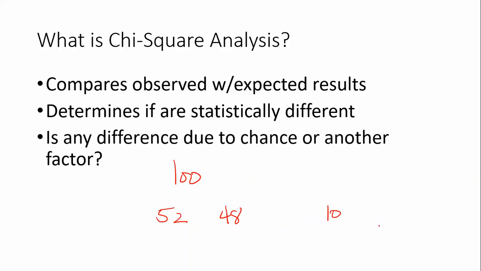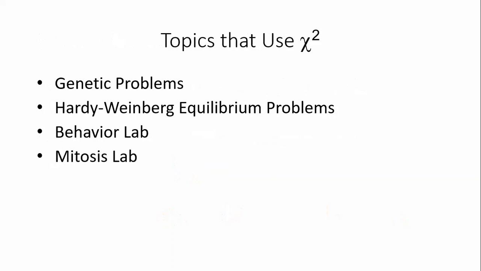On the other hand, if we flipped a coin and we got 10 heads and we got 90 tails, we might start to think, there's probably something else going on here besides just the random chance. But where do you draw the line? For example, what about a 60-40 split? What about a 70-30 split? How far is too far from your expected results to be trustworthy? And that's what a chi-square analysis is for.